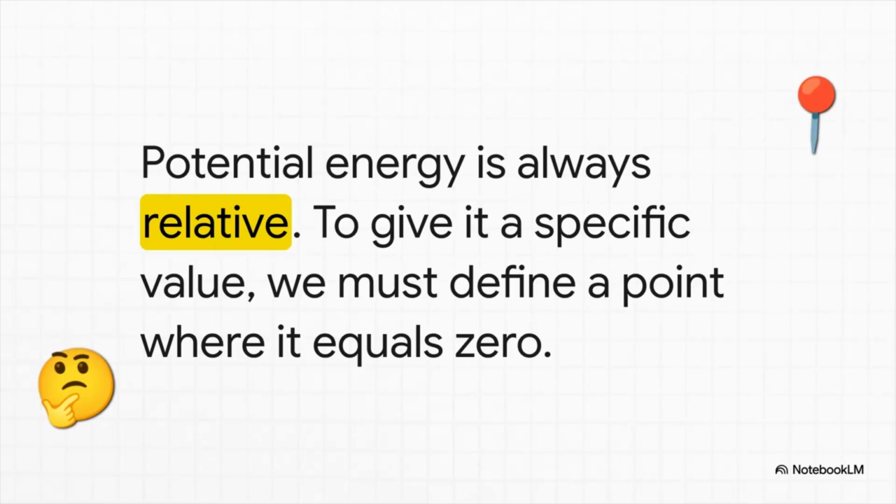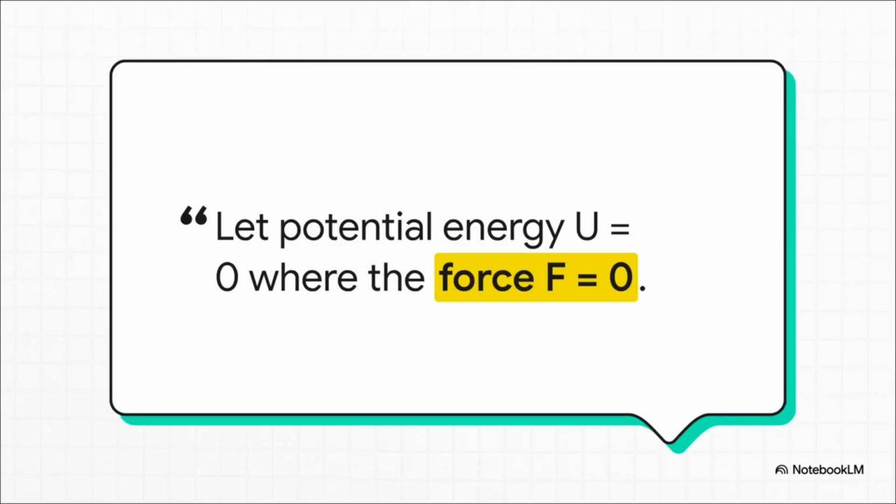See, the really crucial thing to get about potential energy is that it's always relative. A number for potential energy is meaningless by itself. It only makes sense when you're comparing two different points. So to give it a specific value, we have to arbitrarily pick a location and just declare, okay, right here, at this spot, the potential energy is 0. So where on Earth, or off it, should we set that 0 point?